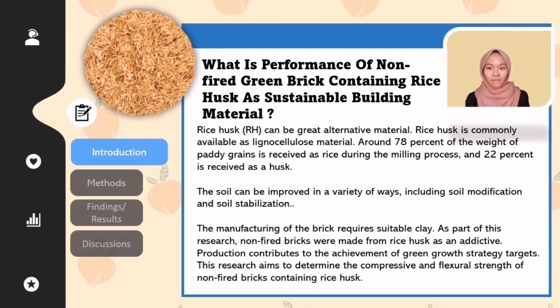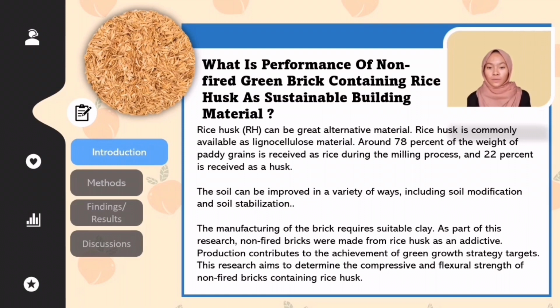Rice husk is commonly available as a lignocellulose material. Around 78% of the weight of paddy grain is received as rice during the milling process, and 22% is received as the husk. The soil can be improved in a variety of ways, including soil modification and soil stabilization. Soil modification is the addition of cement, lime, and aggregate which change the indirect properties of the soil, while soil stabilization is the treatment of the soil to enable its strength and durability.